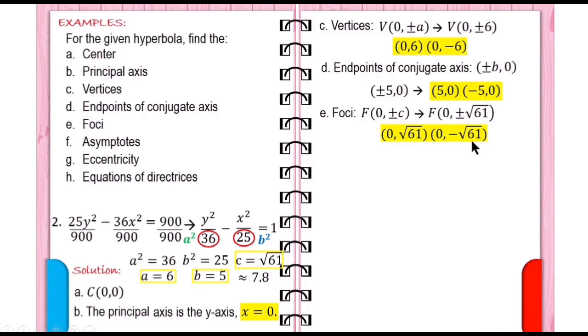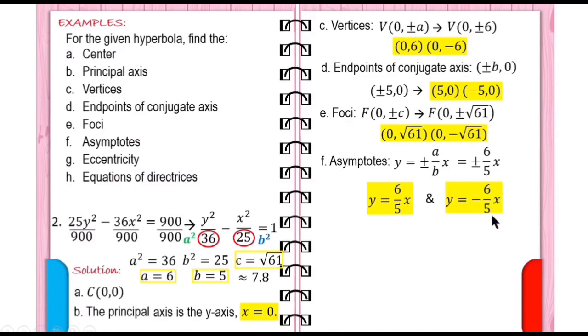The asymptotes are y equals plus and minus a over b times x. a is 6, while b is 5. So the asymptotes are y equals 6/5 x and y equals -6/5 x. The eccentricity is equal to square root of 61 over 6, or approximately equal to 1.3.